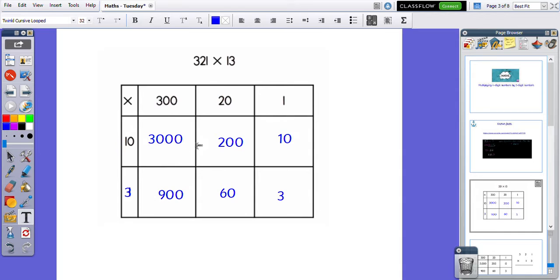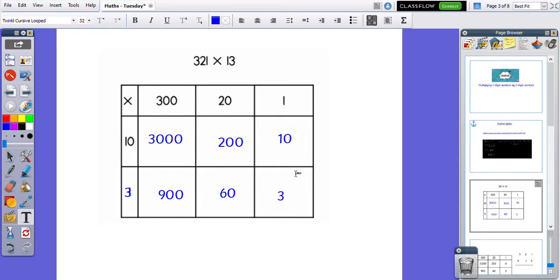So I know that if I do 200 add 900, that will give me 1,100. So I've got 4,100 if I add those together. Then I can add my 60, so I've got 4,160. Then add 10, so I've got 4,170. And then I've got 4,173 when I've added my 3.